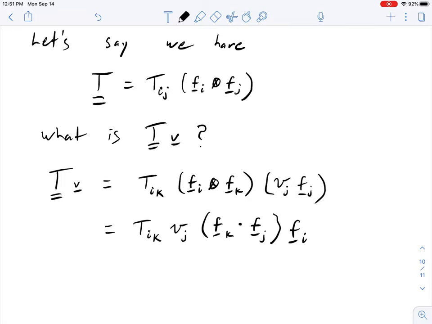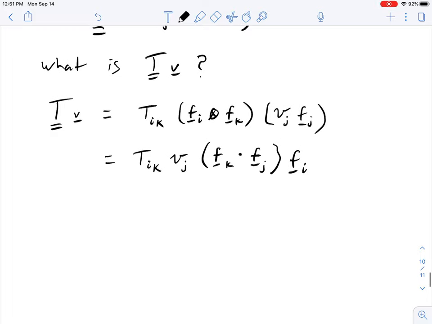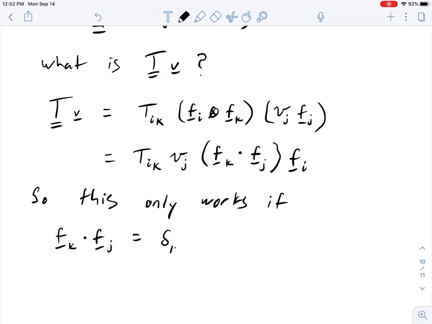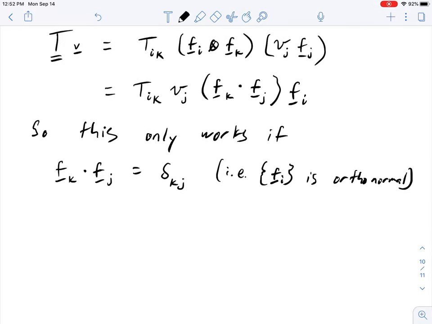So we see that this only works if Fk dot Fj is equal to delta ij, which is to say this only is the natural basis if we have an orthonormal basis. So Fi tensor product Fj is the natural basis for lin(V, V) only if we have an orthonormal basis.